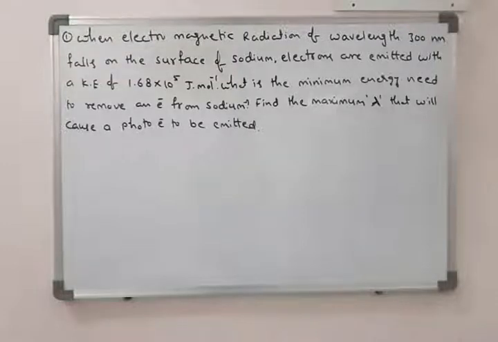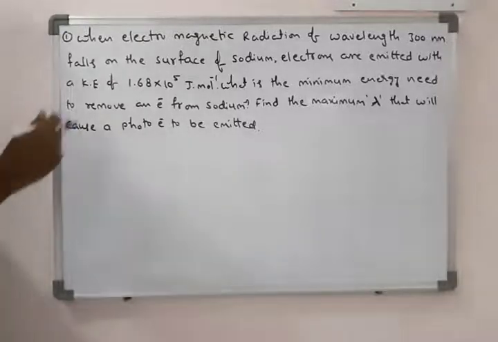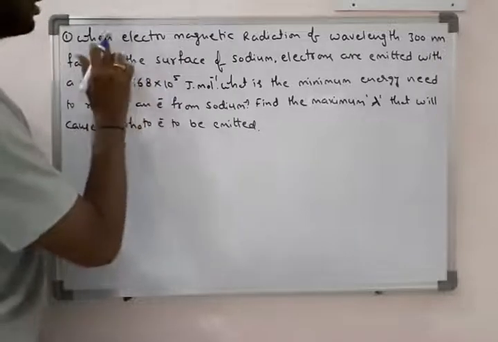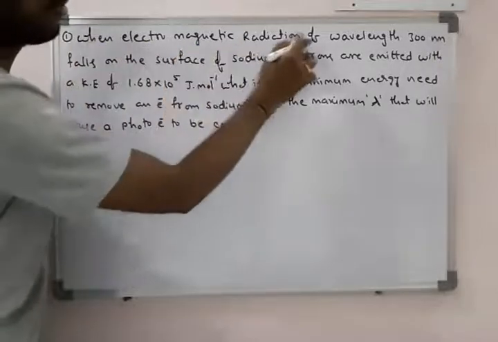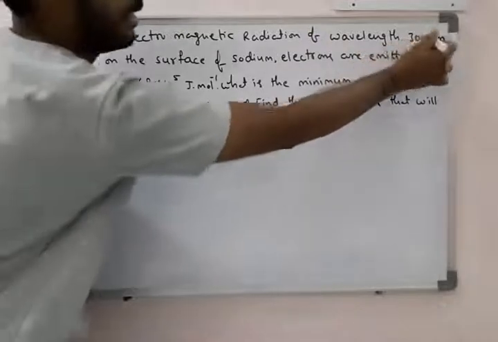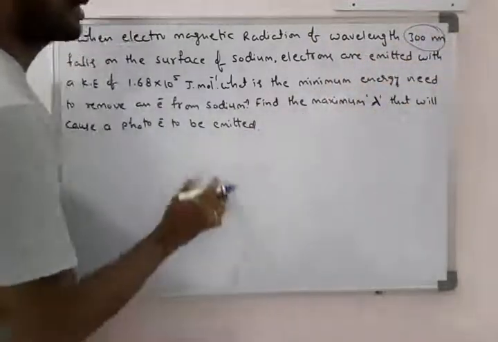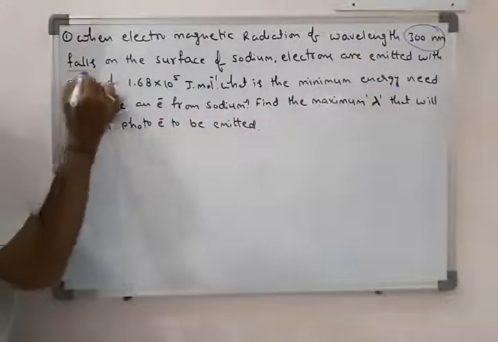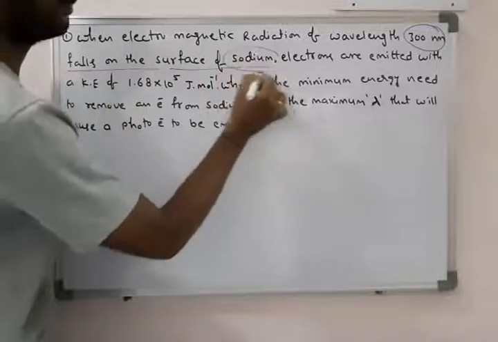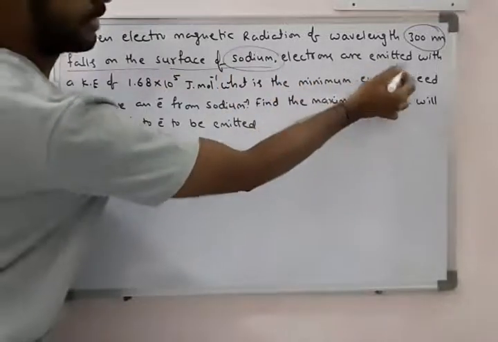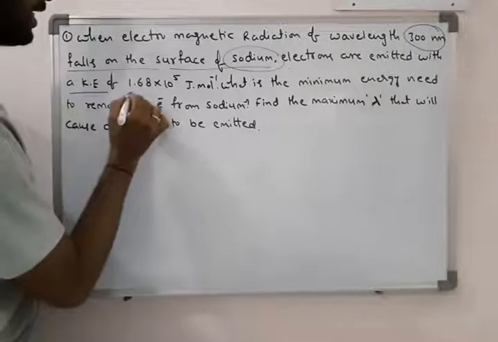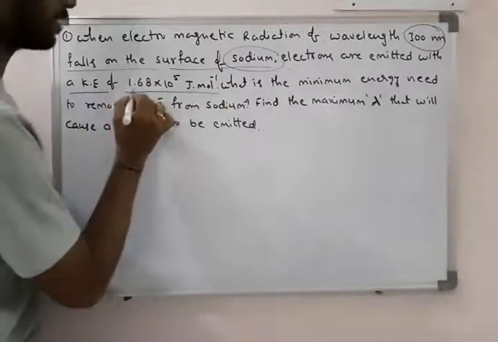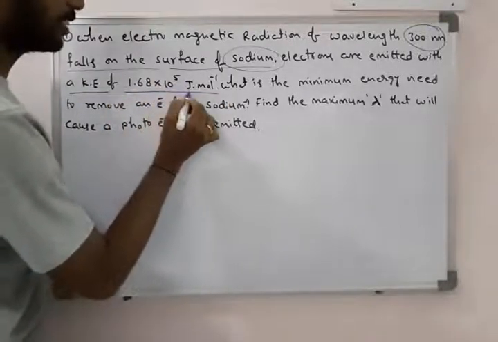So now we see another problem based on the photoelectric effect. In this problem, it's given that an electromagnetic radiation of wavelength 300 nanometers falls on the surface of sodium. Electrons are emitted with a kinetic energy of 1.68 into 10 to the power of 5 joules per mole.